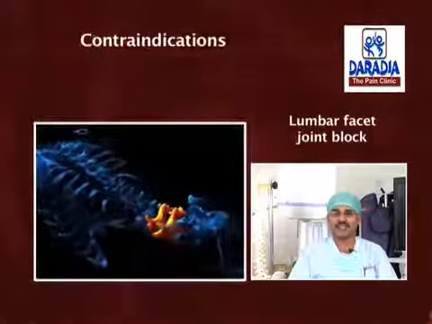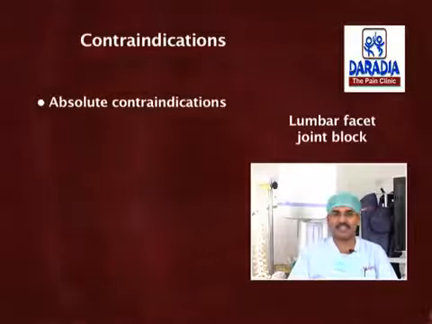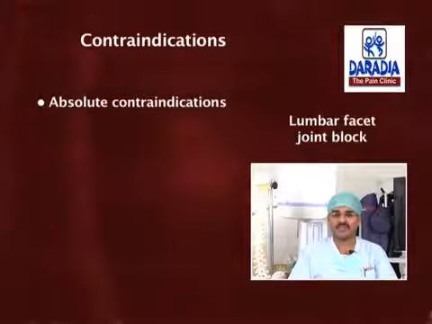There are certain conditions where the procedure should be avoided, which are considered absolute contraindications. There are certain conditions where benefit should be weighed against the risk, and when the procedure benefit is more than the risk, then the procedure can be done after taking appropriate precautions. These conditions are considered relative contraindications.